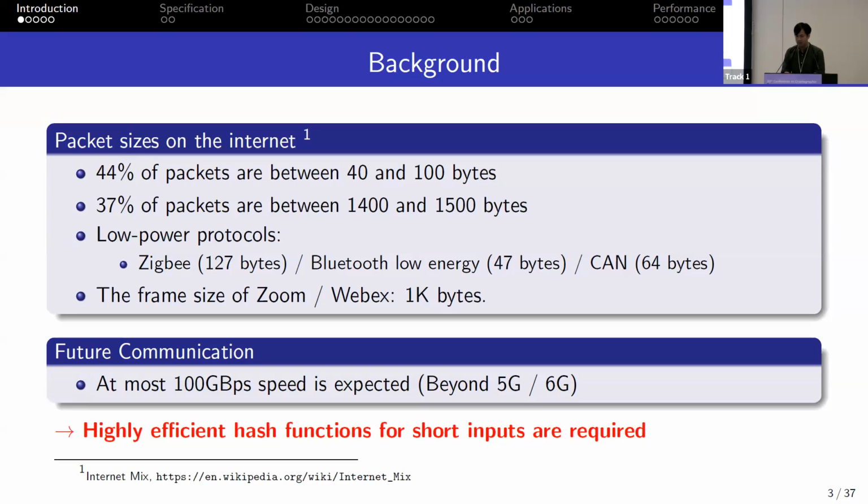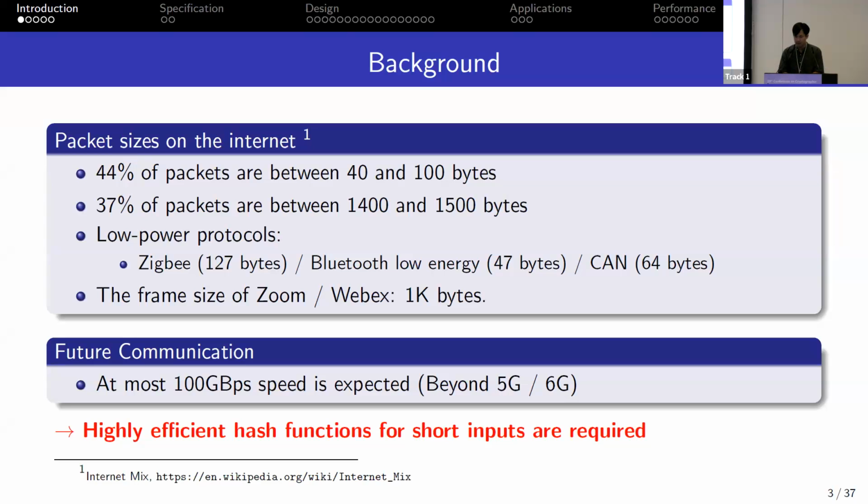In this research, we focus on facts about internet communications. First, we especially focused on packet sizes on the internet. In the TCP/IP protocol, 44% of packets are between 40 and 100 bytes, and 37% of packets are between 1400 and 1500 bytes. And other protocols and applications use relatively small packets.